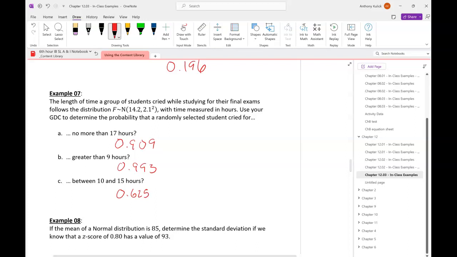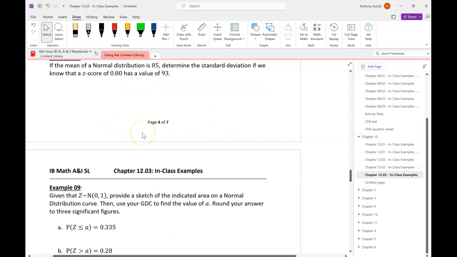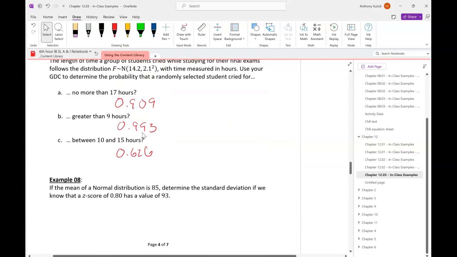Hey, Mr. Cole. Oops, that should have rounded that wrong. It's a 6. What do you guys think?